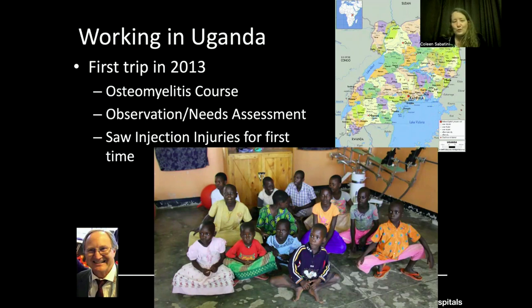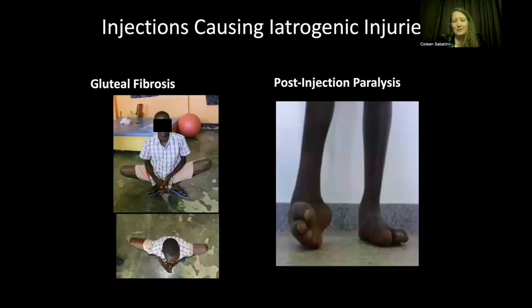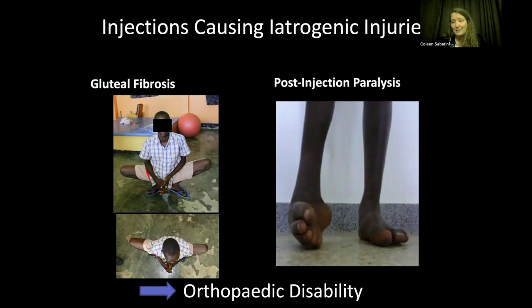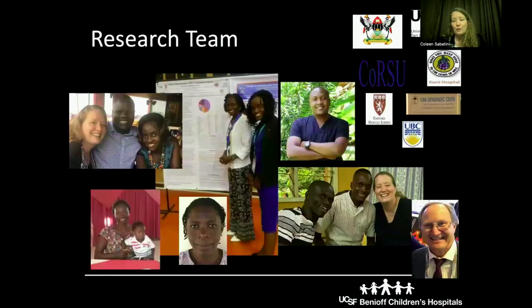I was teaching in a course with Norgrove Penny, who's pictured there, who lived and worked in the country for a number of years. And for me, this is where I saw injection injuries for the first time. Just as a side note, these are injections causing iatrogenic injuries, gluteal fibrosis and post-injection paralysis, which lead to orthopedic disability. I love to talk about it, so would be happy to if anybody has any questions ever in the future, but this is truly intersectional between public health and orthopedics.